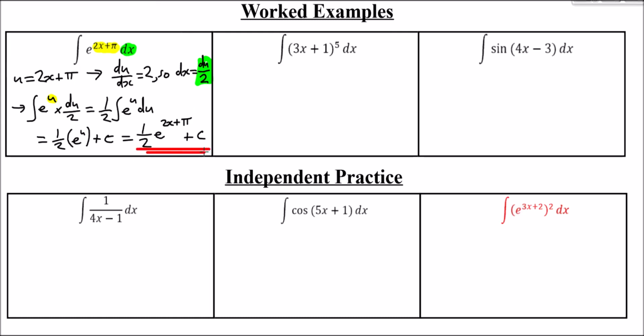Let's try one more. This time we've got the integral of 3x plus 1 to the power 5, all with respect to dx. So this time, again, we're going to call u 3x plus 1. So if u was 3x plus 1, du by dx will just become 3. So in other words, dx is just going to be du over 3. So then this integral, instead of 3x plus 1 to the power 5, becomes u to the power 5, and then the dx we replace with du over 3.